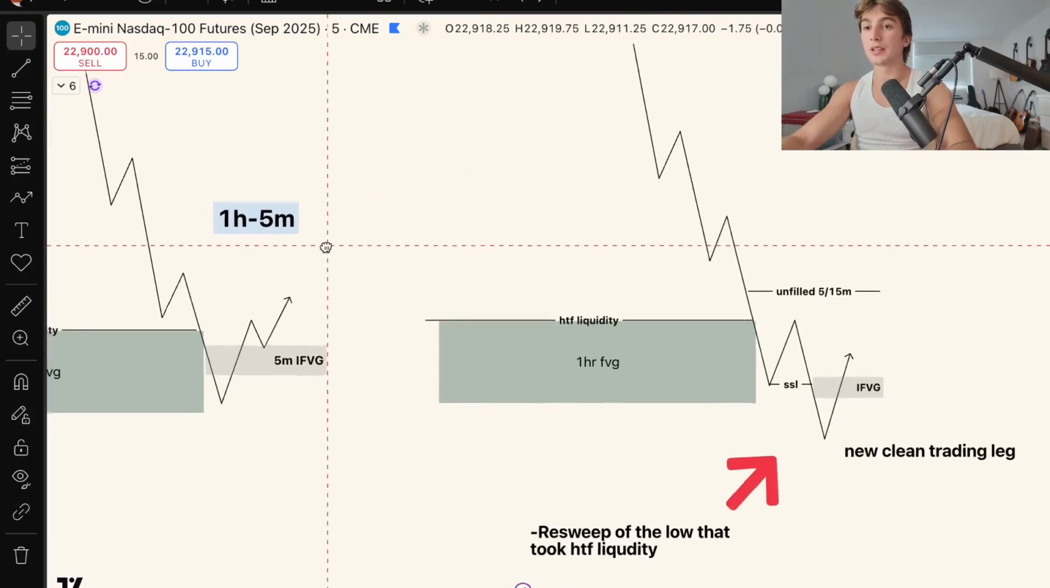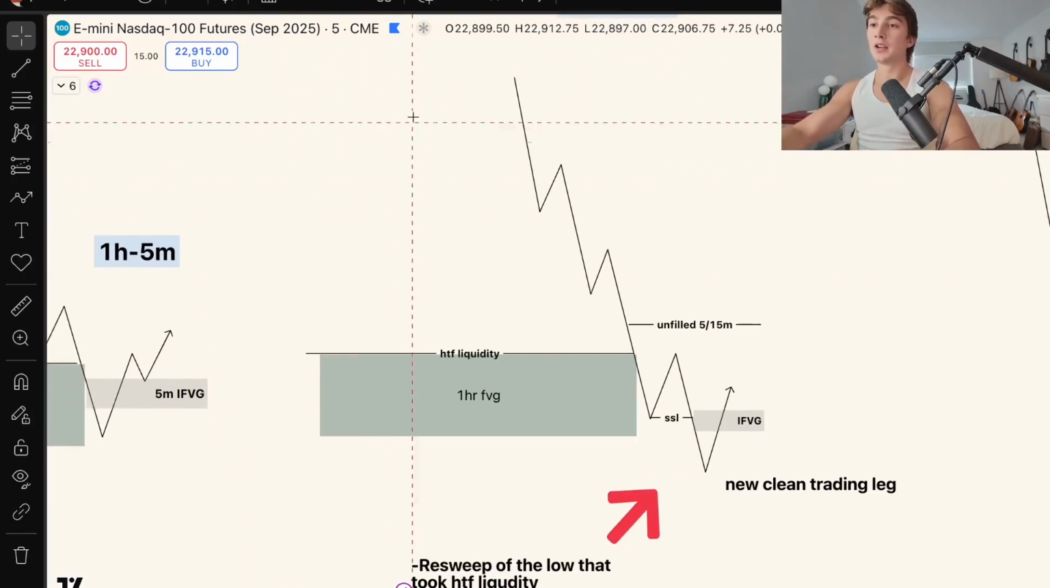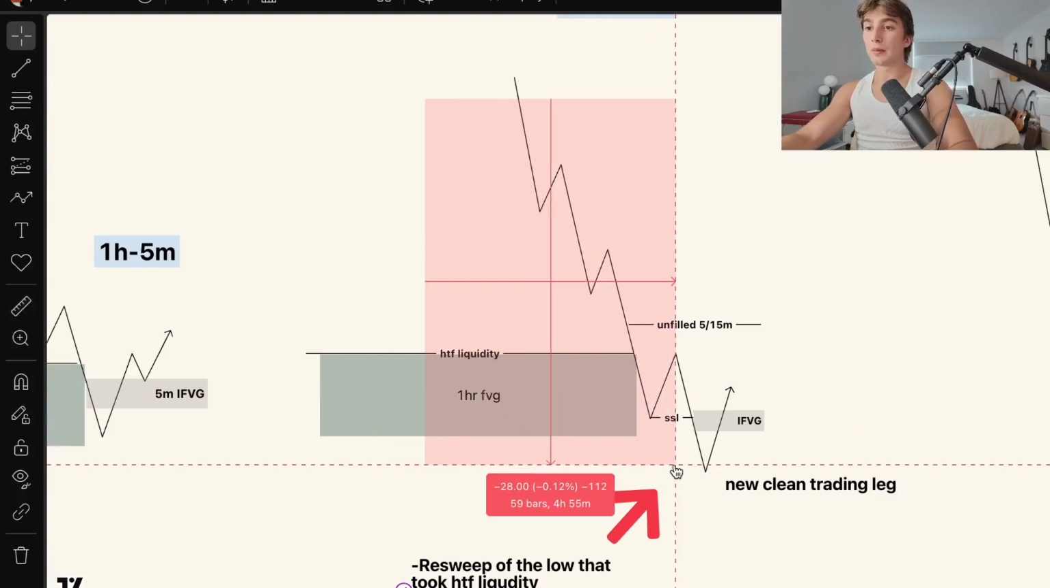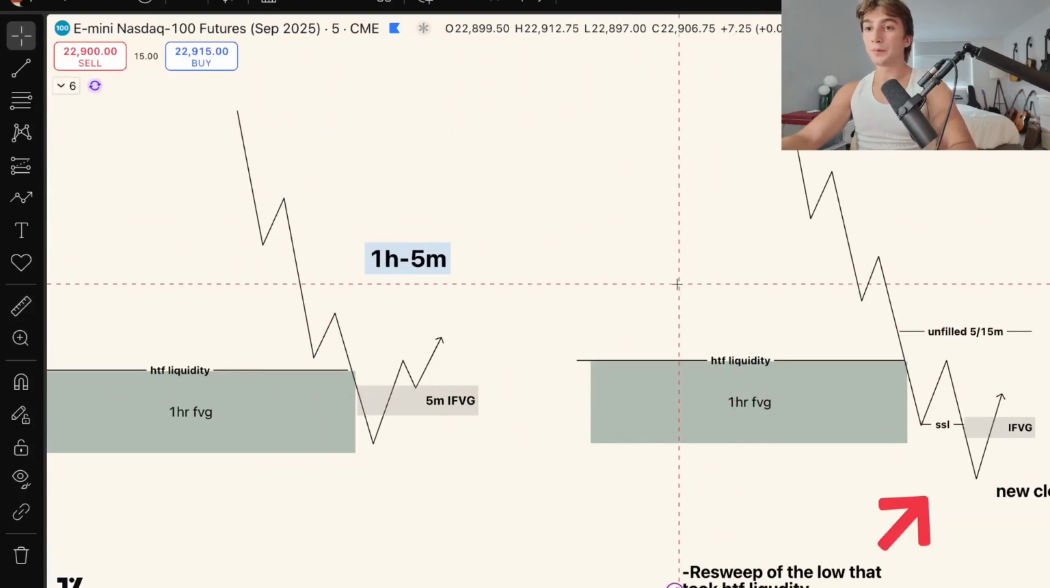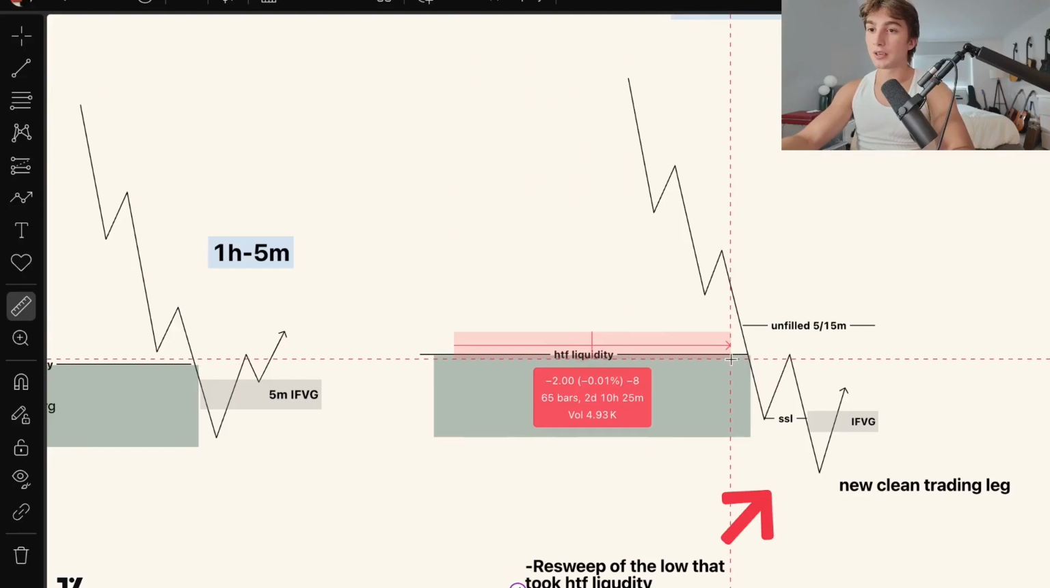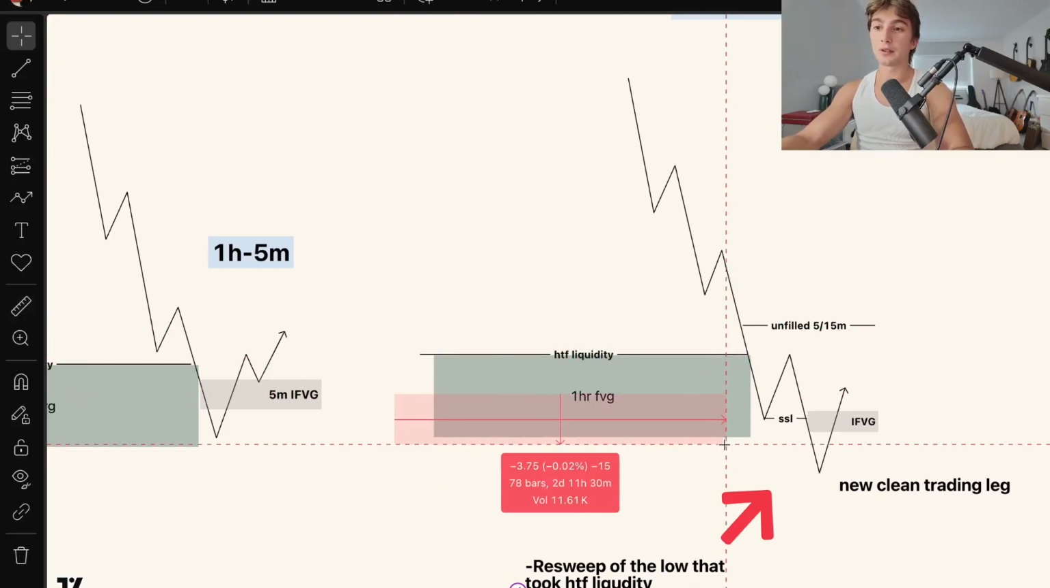Now, what else can we see? This is that scenario I just went over. Price is in bearish order flow, right? We've been bearish for a while, same as we were here. And we take out that higher time frame liquidity. Let's say we hit London lows and we trade into a 1 hour fair value gap.